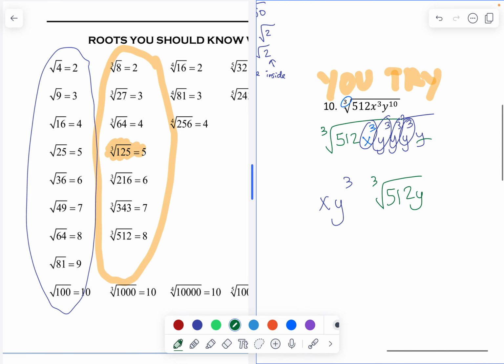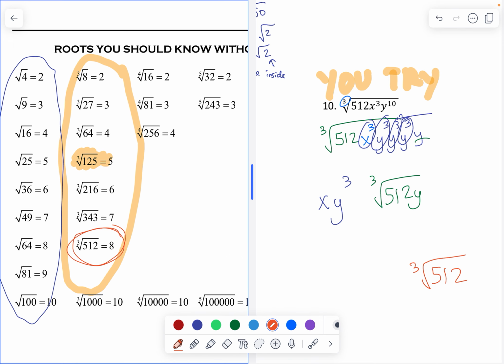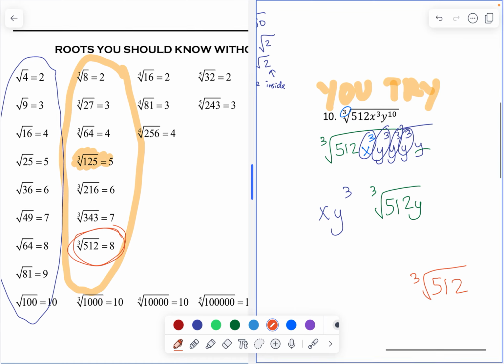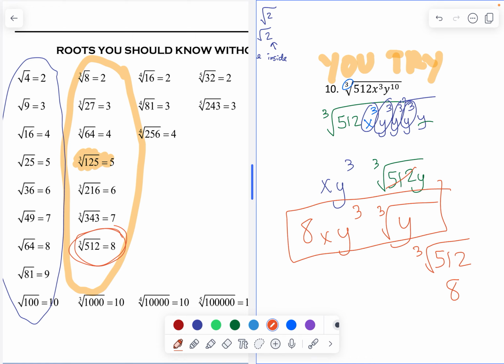Okay, then off to the side, hopefully you simplified the cube root of 512. Okay, you don't have to do any calculating because that's in your list. That's that bottom one there. The cube root of 512 is just 8. Okay, that's an outside number. So the 8 would go outside, and then it'd be x, y to the 3rd. And then don't forget the little 3 on the root. You don't have that 512 anymore, and then it's just the y. Okay, so that's what your answer should look like.